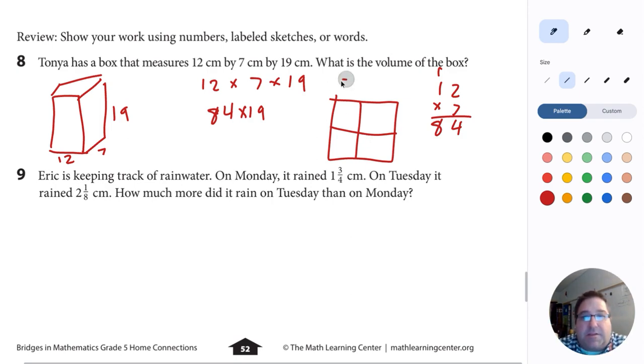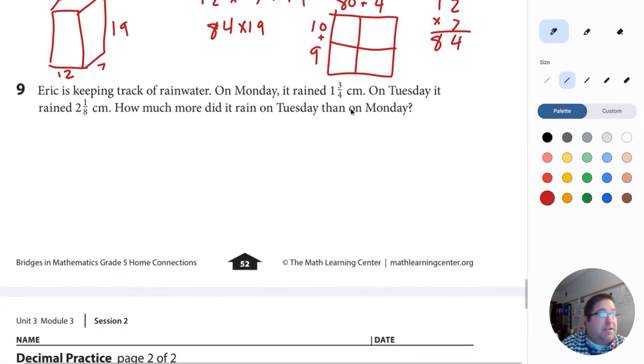84 we can think about as 80 plus 4, 19, 10 plus 9. And now that we know these parts, hey, what's 80 times 10? What's 10 times 40? What's 80 times 9? And what's 9 times 4? You can kind of go from there, okay? Again, if you have any questions, we can go over this in class too.